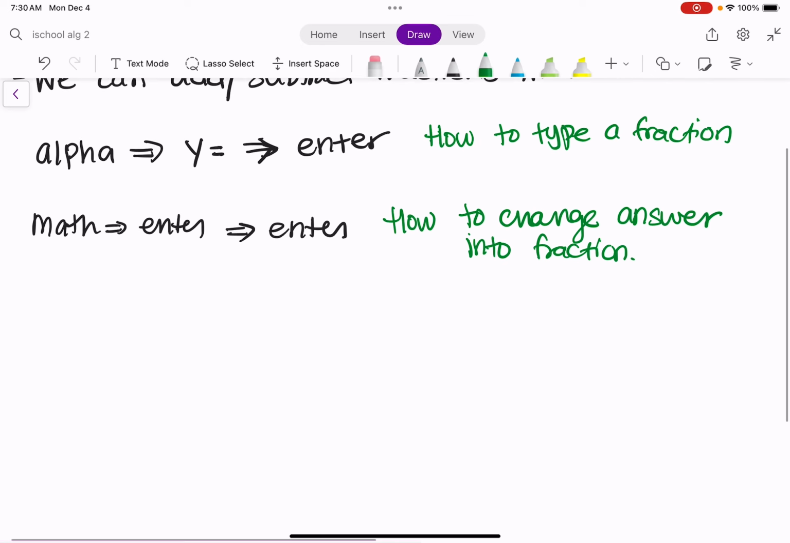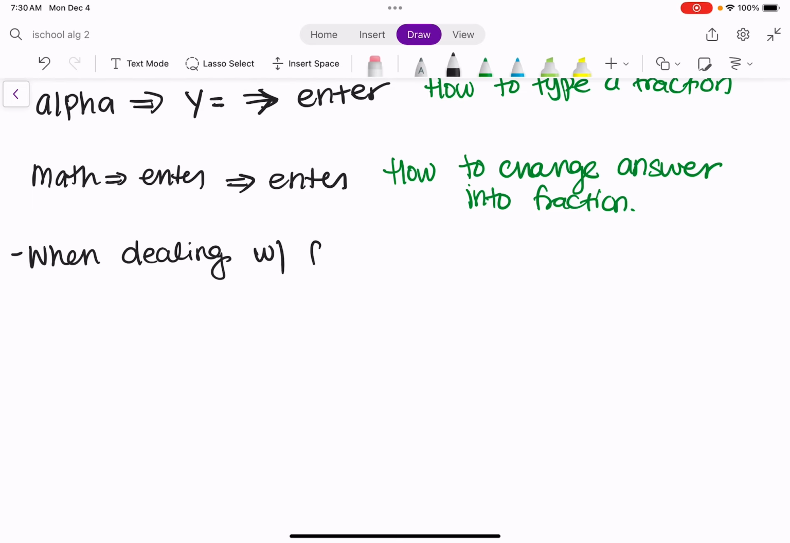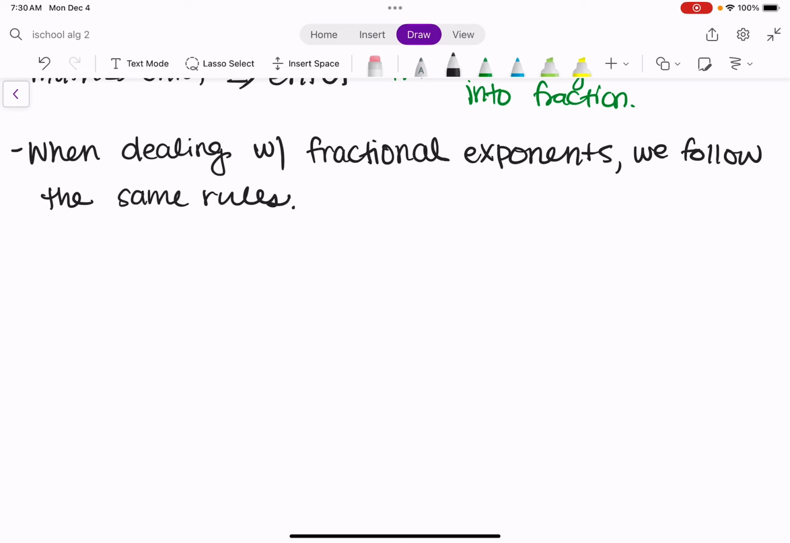Okay, so let's actually do some of the content. When dealing with fractional exponents, we follow the same rules. So the rules from yesterday, however you went about the questions yesterday, you're going to do the same thing. And so we're going to do one example, okay?